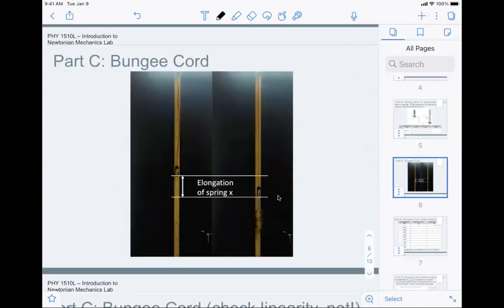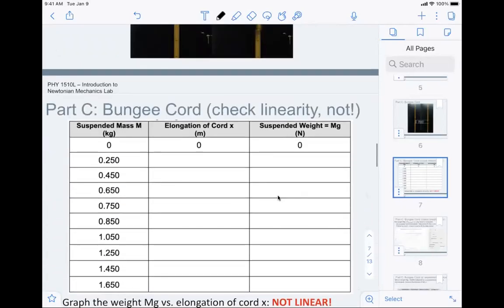Part C is exactly the same lab. Instead of using a spring, we're using a bungee cord. First of all, we are checking how the bungee cord extends when you add different masses. As you add more and more masses, you want to record the elongation of the bungee cord.